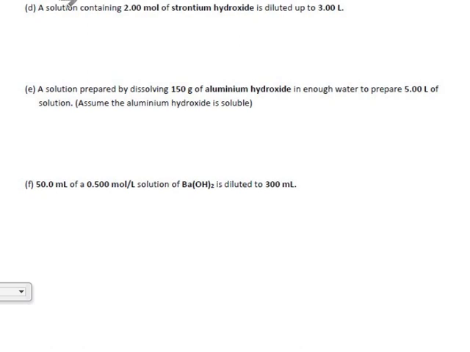Strontium is right after rubidium. It's got a charge of 2, so strontium hydroxide is Sr(OH)2. And 2 moles of strontium hydroxide is diluted to 3 liters. So the concentration of strontium hydroxide would be number of moles divided by the volume, which is 2 divided by 3.